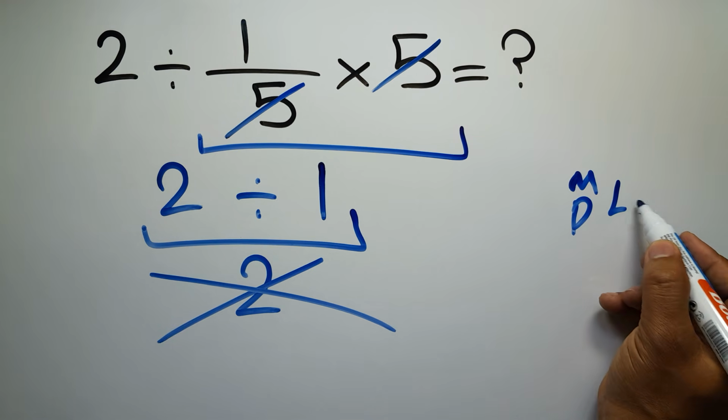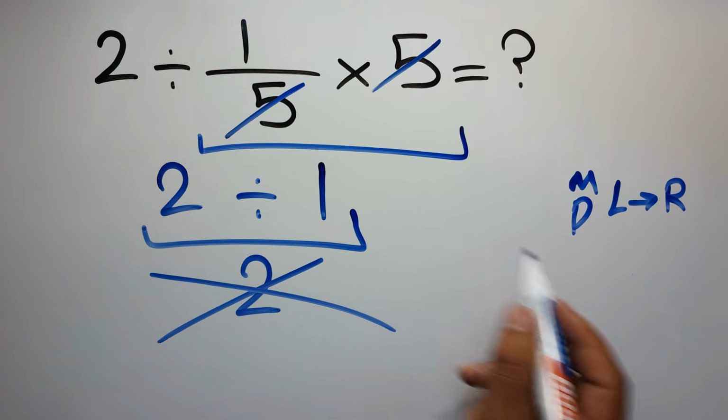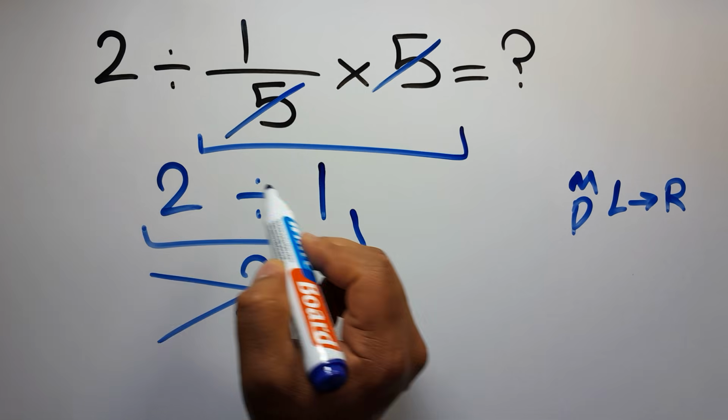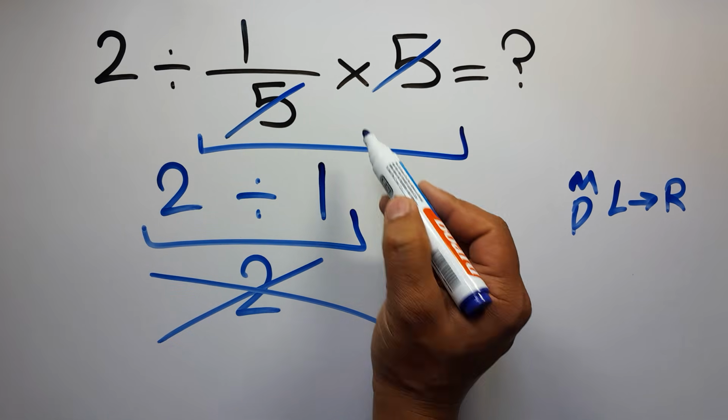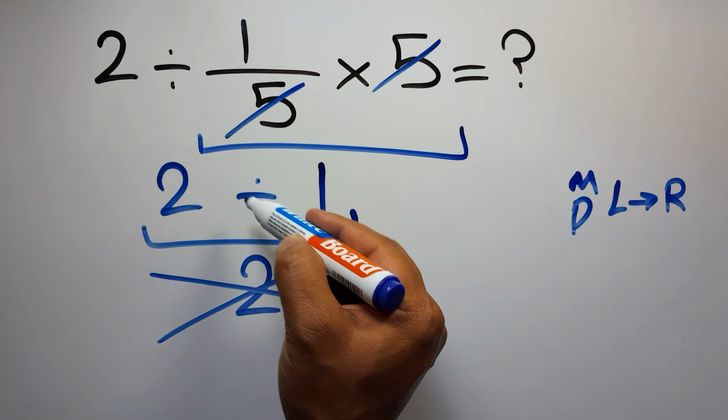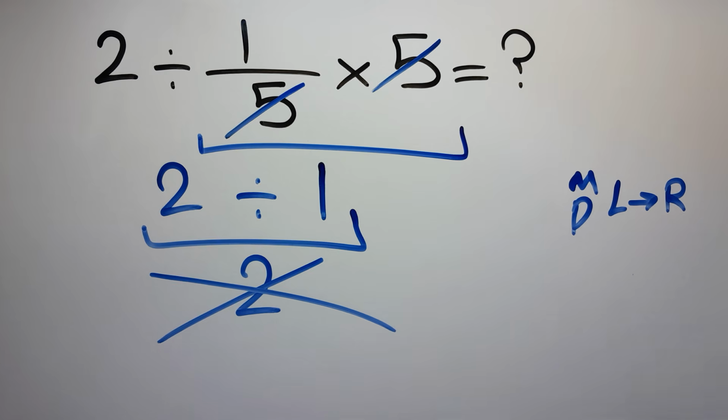priority and we have to work from left to right. So here first we have to do this division, then this multiplication. If we do this multiplication before this division, it is wrong.